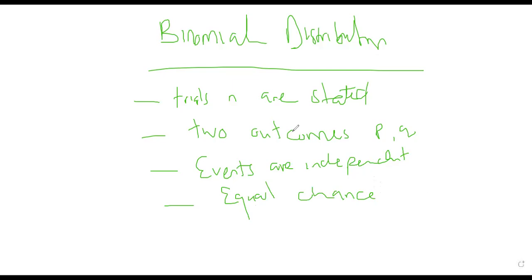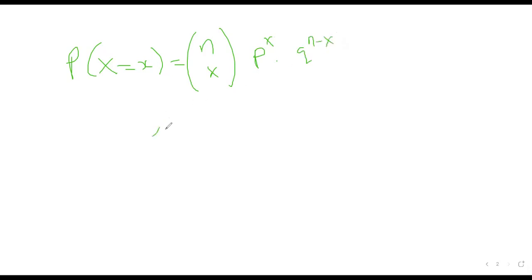So binomial means two. So the formula for binomial distribution is given by n combination x, times p to the power x, times q to the power n minus x. And the mean is given by n times p. And the variance is given by npq. And the standard deviation is given by the square root of npq.